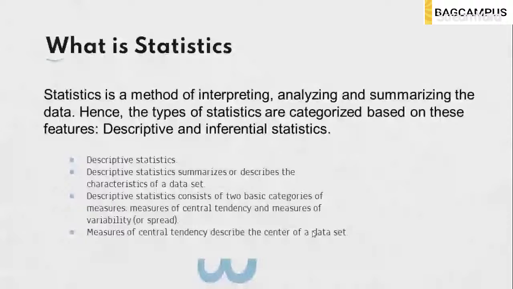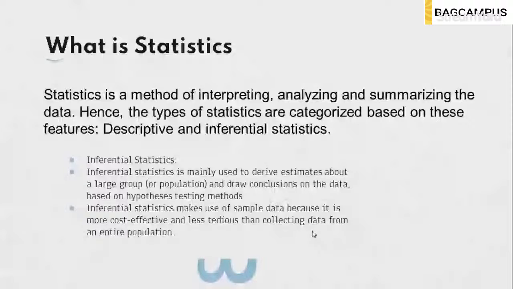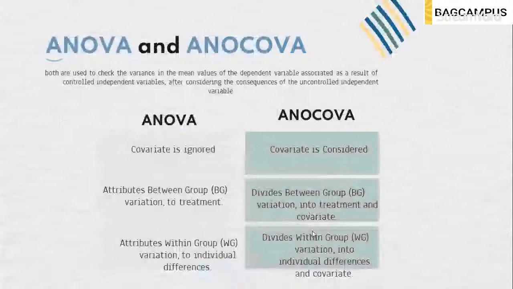Inferential statistics is used to derive estimates about a large group and draw conclusions on the data based on hypothesis testing methods. It makes use of sample data because it is more cost efficient and less tedious than collecting data from the entire population. So hopefully you understand what is statistics and what are descriptive and inferential statistics. So let's move on to learn more about ANOVA and ANCOVA.